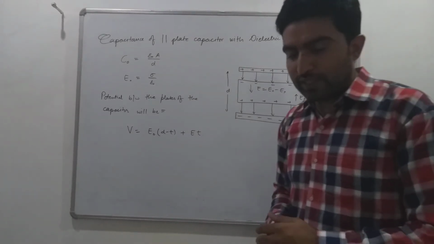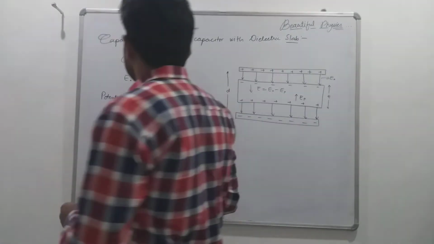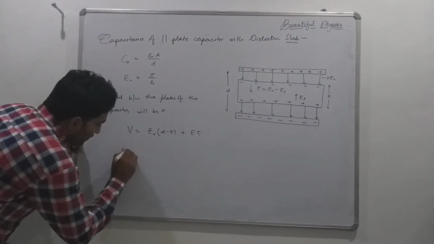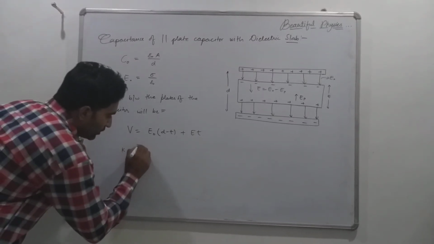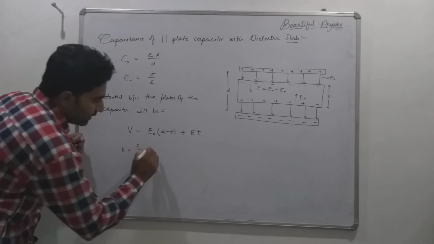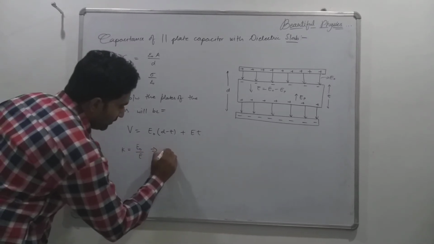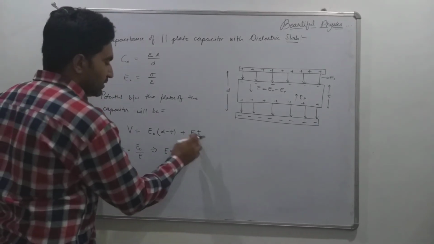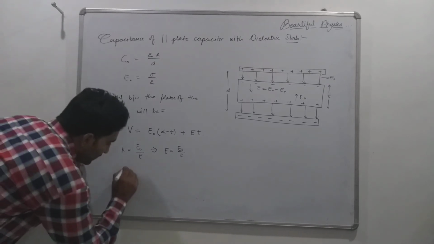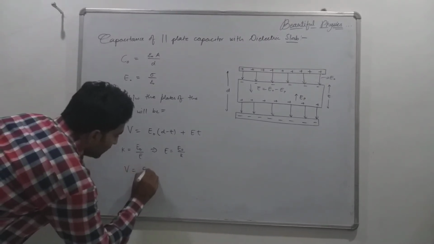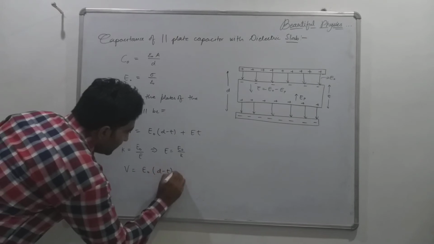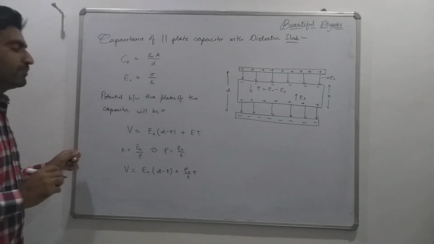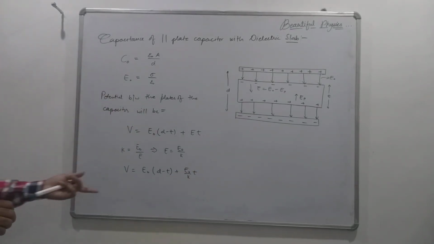If we put the value of E here by using the definition of dielectric constant, we know that the dielectric constant kappa is equal to E naught by E. Then it implies E will be equal to E naught by kappa. We can use this relation in the above equation. Then the potential V will be equal to E naught into (d minus t) plus E naught by kappa times t.